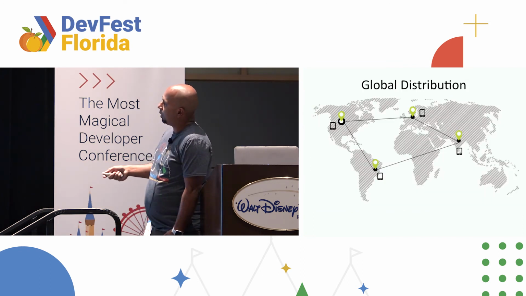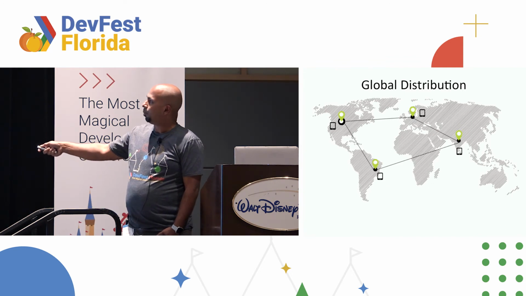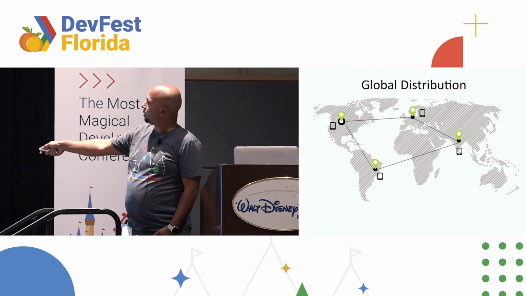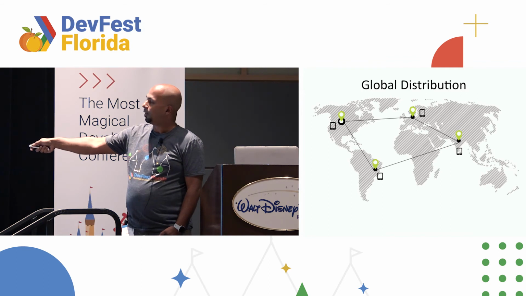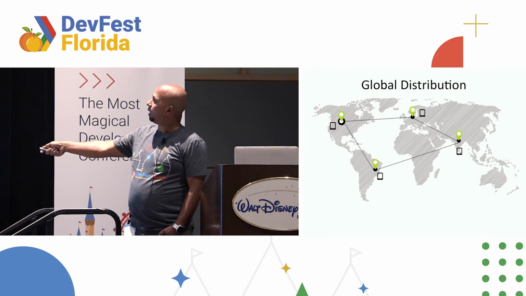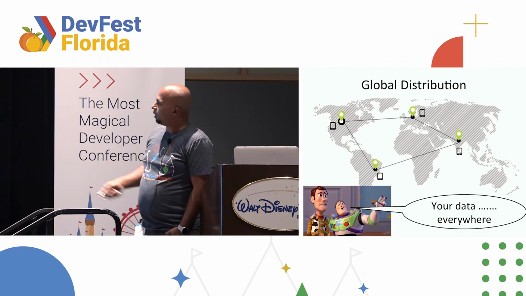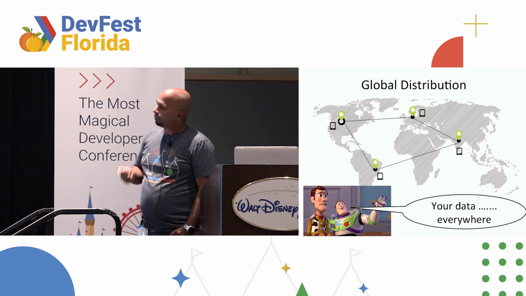Global distribution. Let's say you have customers all over the world. You want to deploy data close to them. So if there's a customer in India, I don't want them to come to the US to do reads, right? Or writes. So I want to deploy the database in multiple regions, so you basically have your data all over the globe.